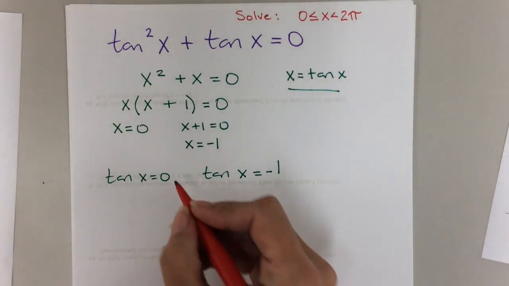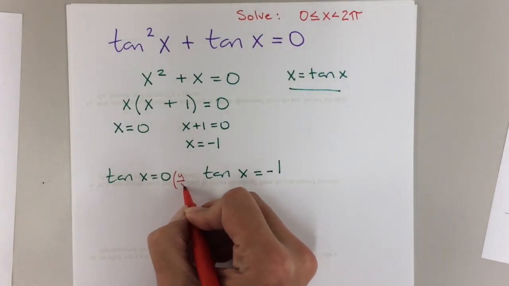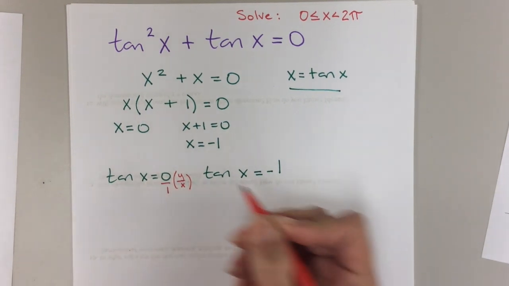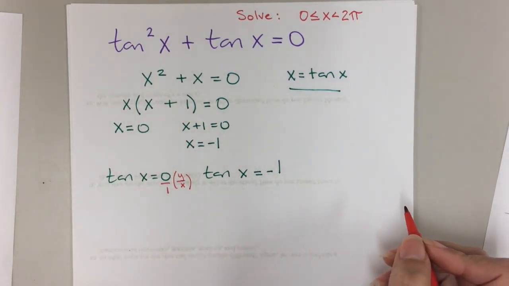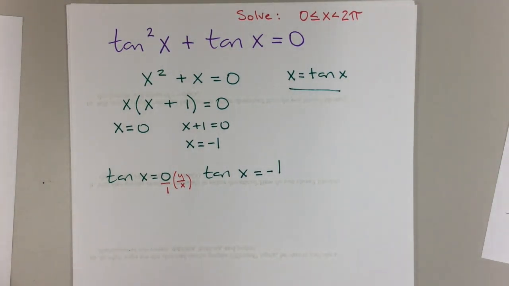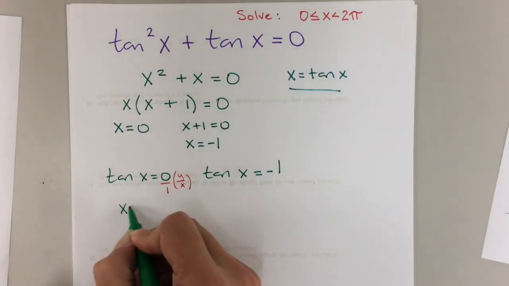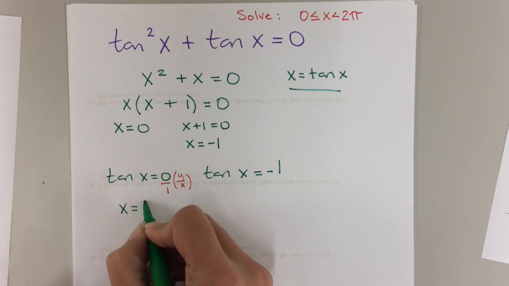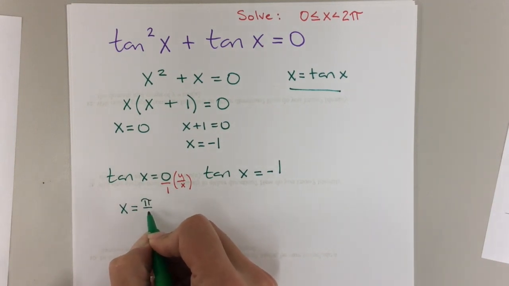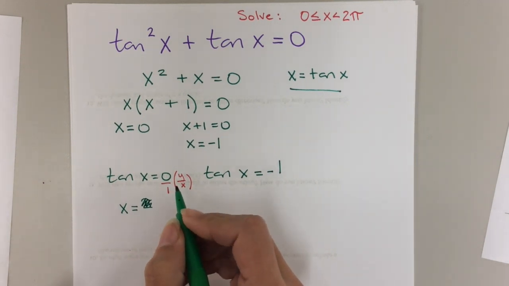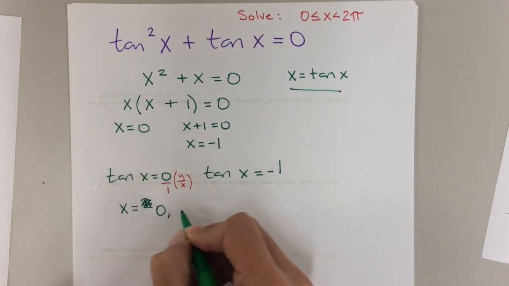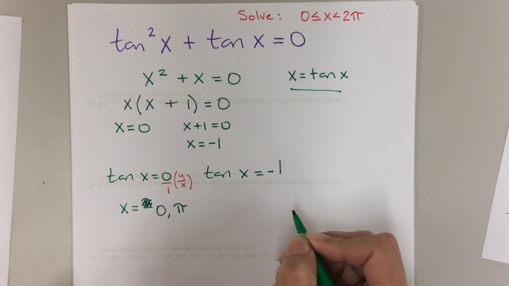So remember that this is y divided by x, or 0 over 1. So where is y 0? Well, y is 0 at x equals pi over 2. No, that's y 0, so that's x equals, sorry, x equals 0 and x equals pi. Okay, that's where your y is 0.